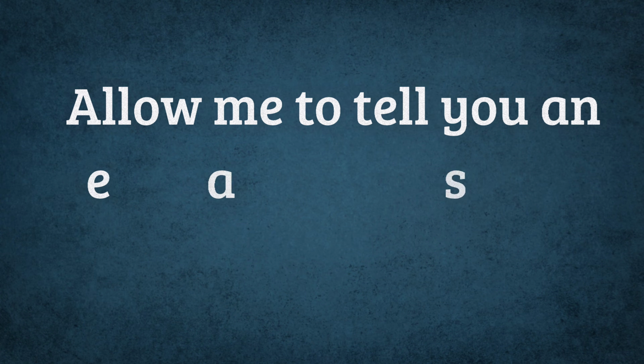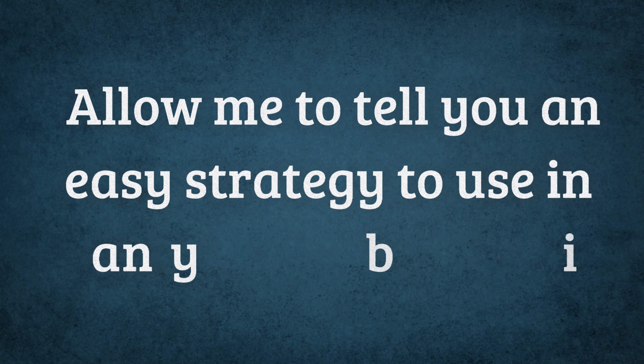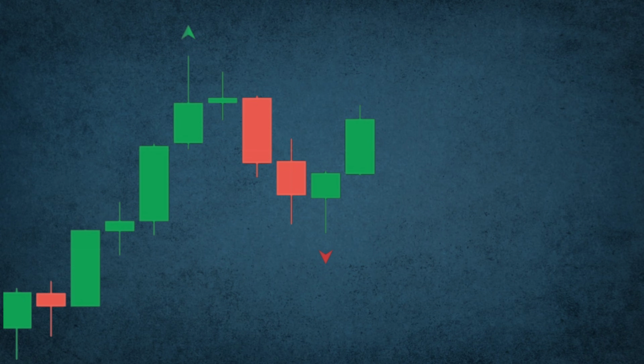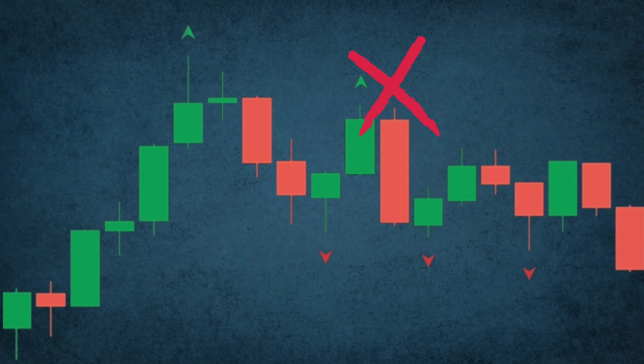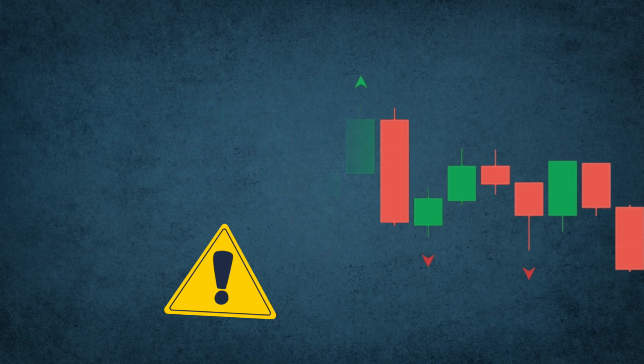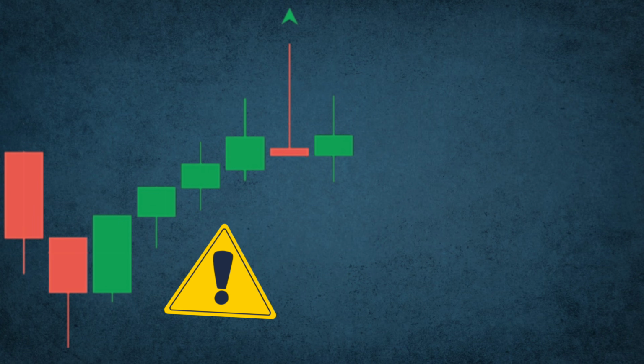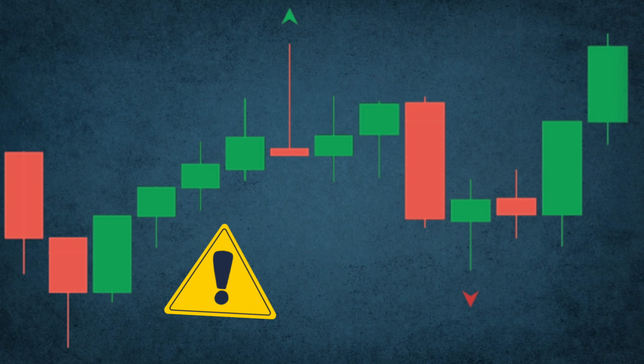Allow me to tell you an easy strategy to use in any binary platform. Many traders, immediately after seeing the bullish fractal, will place the trade upwards for the next candle. But it has only a low chance of making a profit. Same for the bearish fractal. I checked many times, but it was not working most of the time.